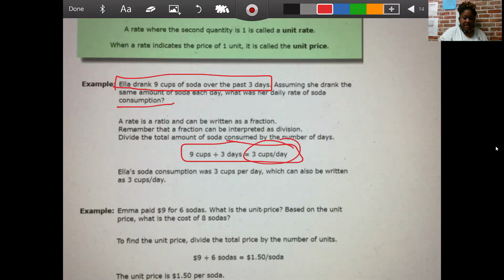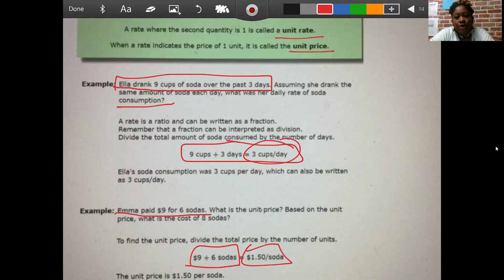Okay? It's called a unit rate or unit price. Emma paid $9 for 6 sodas. So 9 divided by 6 is $1.50 per 1 soda. So whenever they're telling you how much a group of something costs, then you have to divide to get how much 1 costs. Once you find the 1, then you can find out the cost of others that they don't tell you. Because they tell you 6 sodas, but they don't tell you 4.